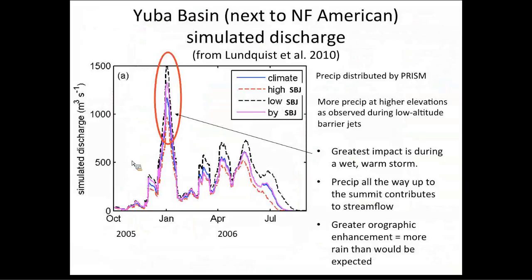This 2006 storm was also the one that I actually showed right here. This is 2006. You can see it had the low altitude barrier jet, and it also had enhanced rainfall at higher elevations in the northern Sierra.